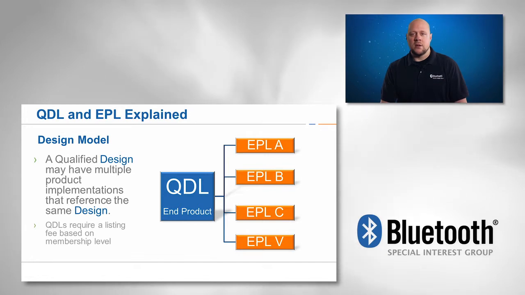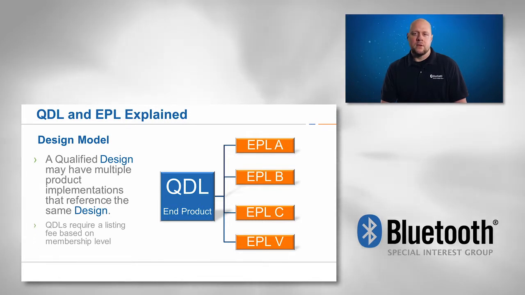The qualification program is meant to allow a Bluetooth design to be used in one or many product implementations. We refer to actual product implementations as end product listings, or EPLs. This picture illustrates the one-to-many relationship between the QDL and EPL. Notice that in this scenario, the QDL product type is end product.